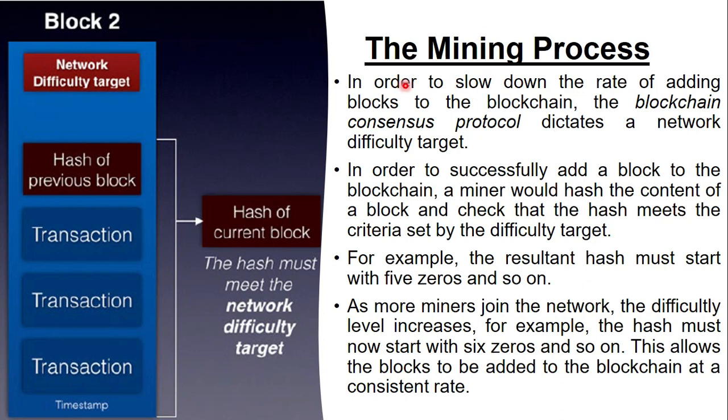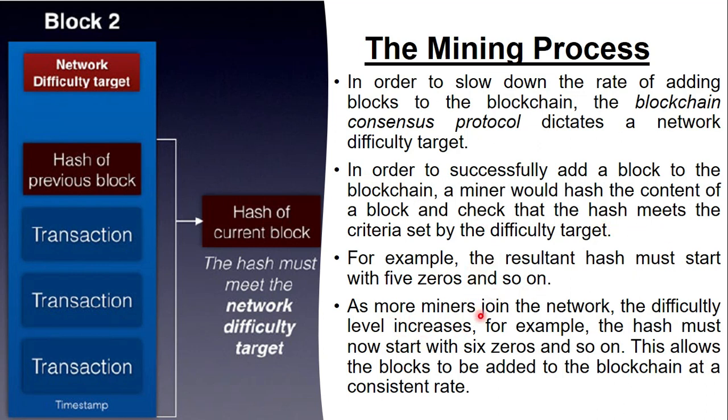Now, in order to slow down the rate of adding blocks to the blockchain, the block consensus protocol dictates a network difficulty level. There is some difficulty target in the block addition process. In order to successfully add a block to the blockchain, a miner would hash the content of a block and check that the hash meets the criteria set by the difficulty target. For example, the resultant hash must start with 5 zeros and so on.